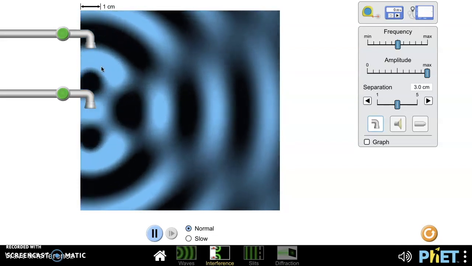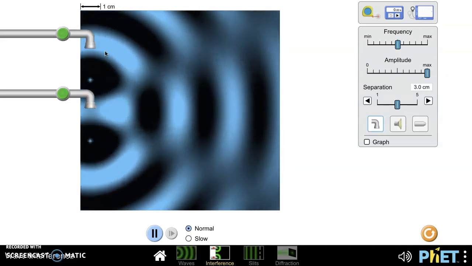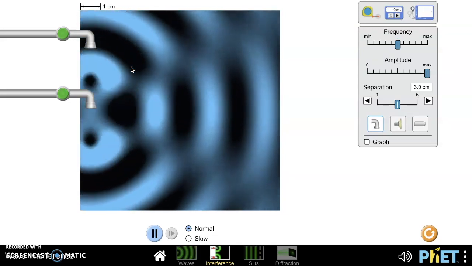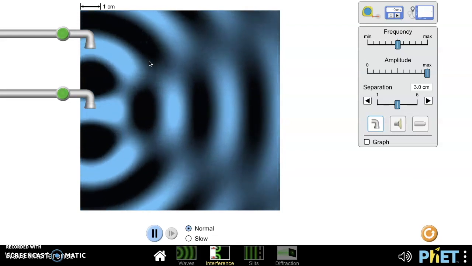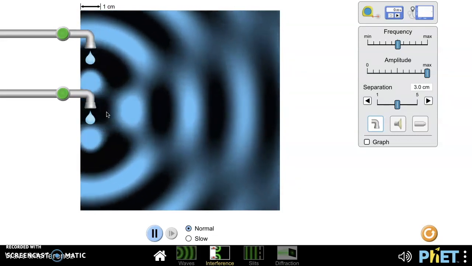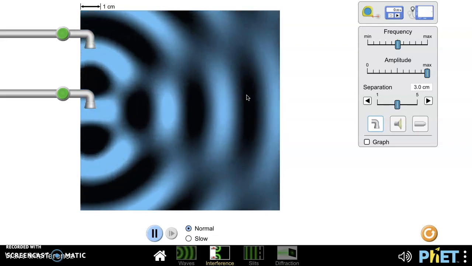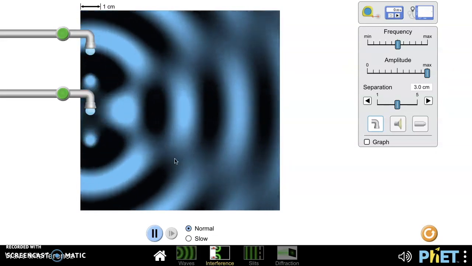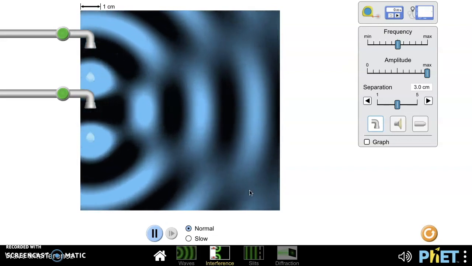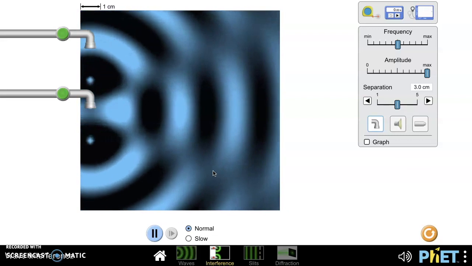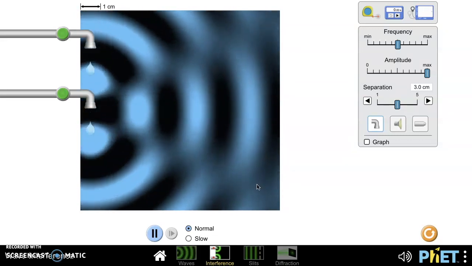So these bright patches here, these are crests, water crests. So we're looking at this from above. These dark patches, these are troughs. And so look down the center over here. You see bright crests and dark troughs. But in the middle here, you just kind of see fuzziness. There are no large crests or deep troughs. They've canceled each other out.